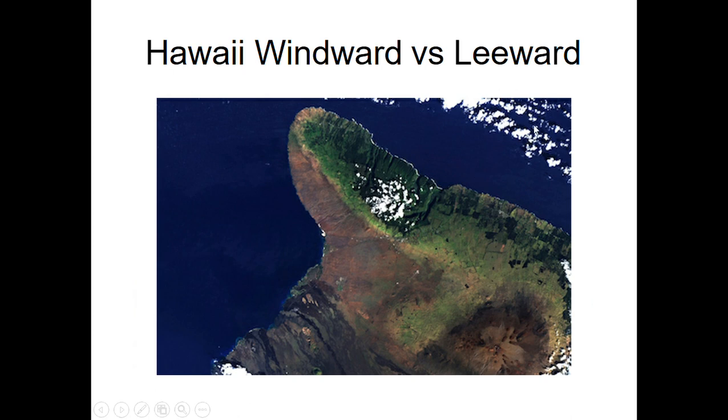So this is the windward side. The wind is coming from this direction. Windward side and then leeward side. Two totally different climates, sometimes referred to as microclimates, different climates in a relatively close area.